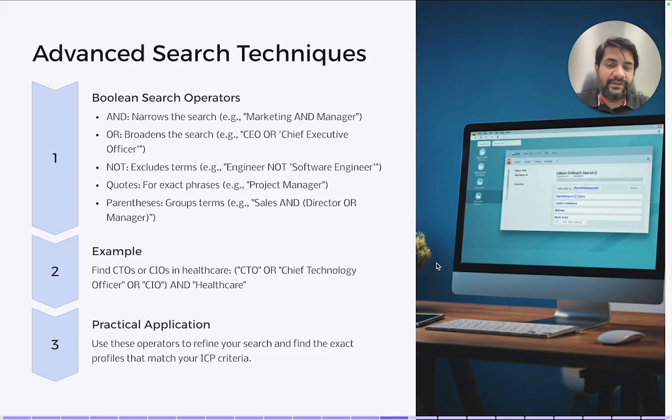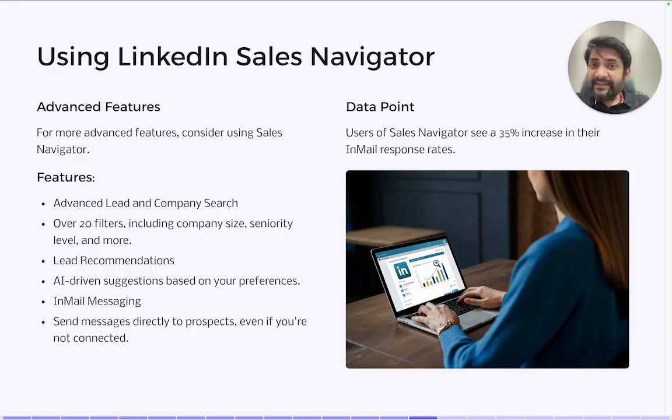Use these operators to refine your search and find the exact profiles that match your ICP criteria. Now you can keep adding AND, OR, NOT, quotes, parentheses, and so on. It looks like a mathematical operation, but yeah, that's how it works. Next is using LinkedIn Sales Navigator. It's an advanced platform to reach out to leads. The features are advanced lead and company search, over 20 filters including company size, seniority level, and more, lead recommendations, which are AI-driven suggestions based on your preferences, and InMail messaging, to send messages directly to prospects even if you're not connected. So all of this is something that you can do on LinkedIn Sales Navigator.